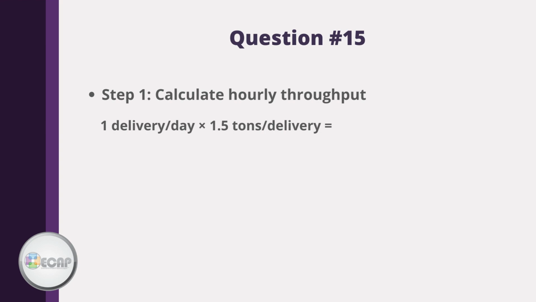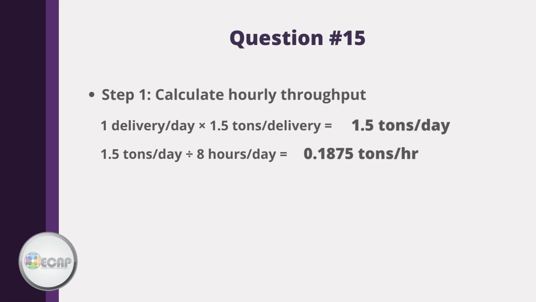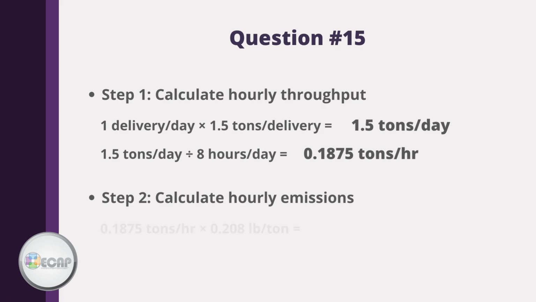Step 1. Calculate hourly throughput. 1 delivery per day times 1.5 tons per delivery gives us 1.5 tons per day. We can then divide that by 8 hours per day, giving us 0.1875 tons per hour. Step 2. Calculate hourly emissions. We do this by taking our 0.1875 tons per hour multiplied by our emission factor of 0.208 pounds per ton. The tons cancel out and gives us a total of 0.039 pounds per hour.